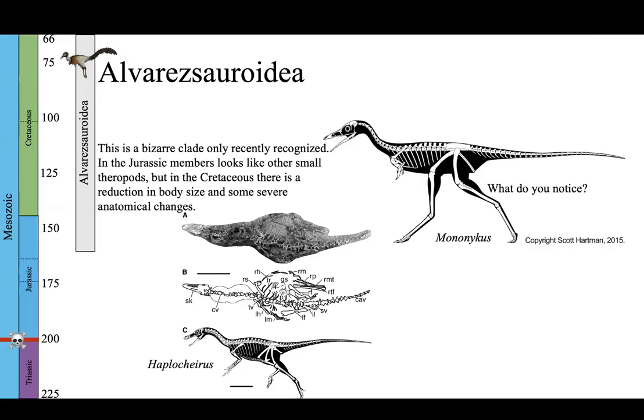Haplocheirus on the bottom is one of the earliest Alvarezsauroids, and so it's from the Jurassic, and you can see it looks a lot like other little theropods with its claws and its teeth and its body plan. So the earliest of these animals look something like Haplocheirus. But once we get into the Cretaceous, especially the late Cretaceous, animals like Mononychus are what these dinosaurs look like. So go ahead and pause the video for a second. Look at Mononychus' skeleton. Are you seeing anything bizarre? Like, what are you noticing about Mononychus?